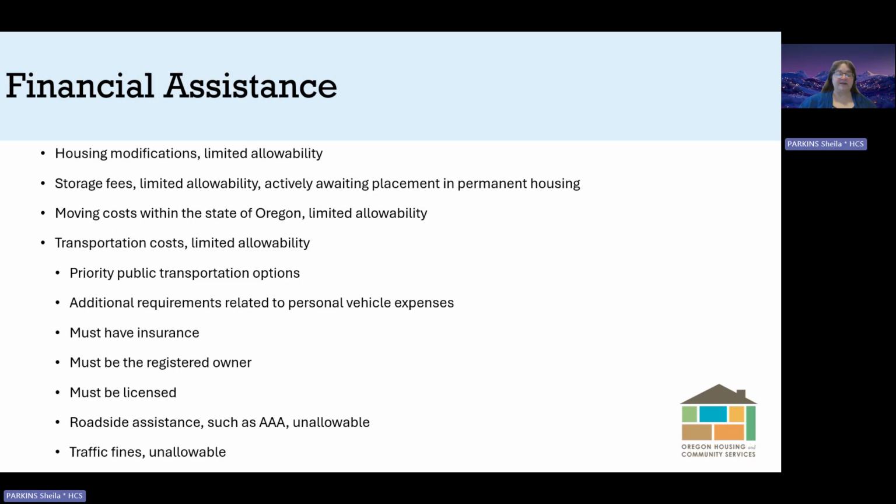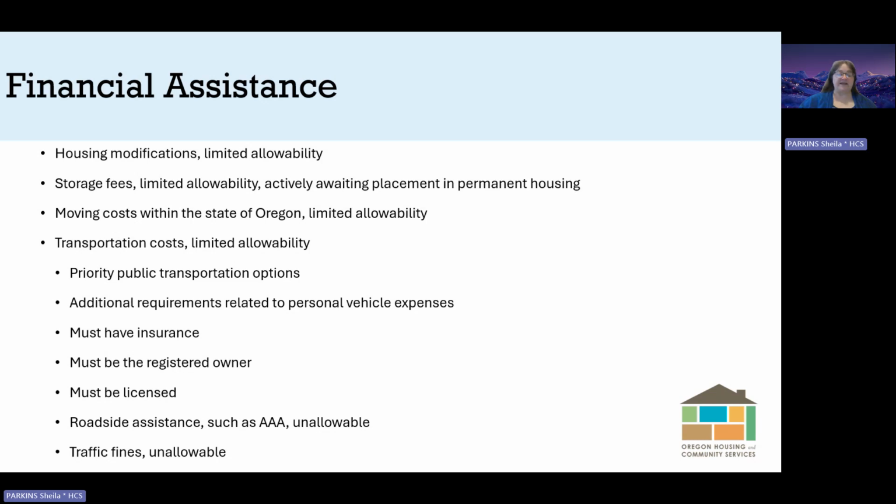Moving costs within the state of Oregon may be allowed, such as a rental of a moving van or if a client with a disability needs assistance with movers. It is unallowable to use cash, gift cards, or cash equivalents for the payment of such expenses. Such costs do not include cleaning of the unit that a client may be leaving or disposing of trash or furnishings. No vendors outside the state of Oregon can be paid using these program funds.